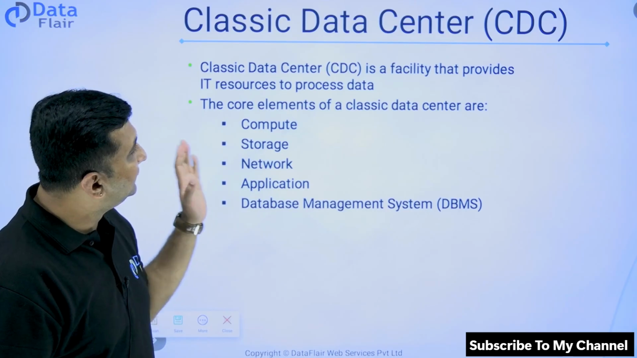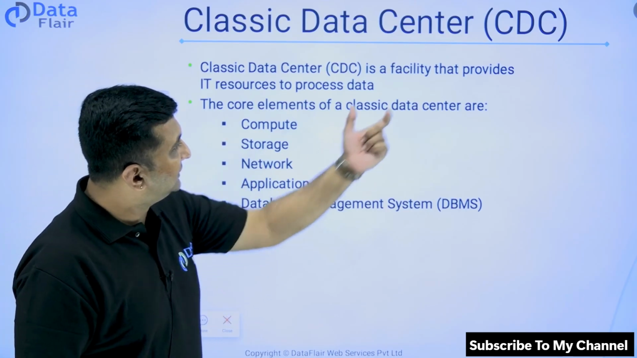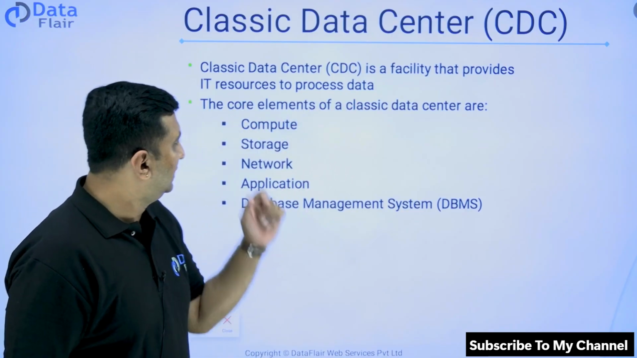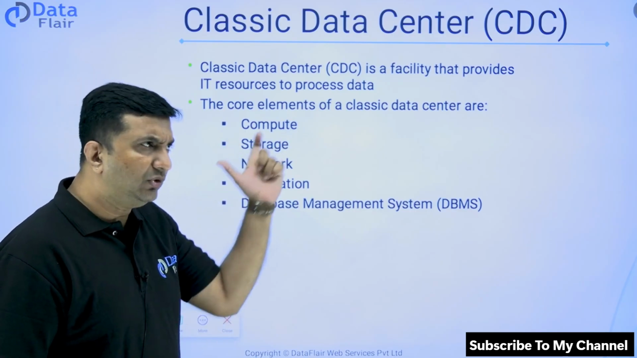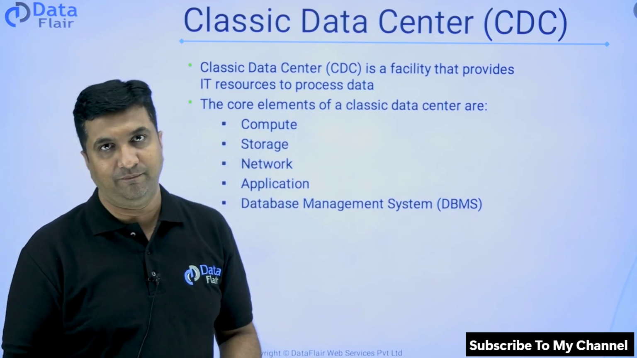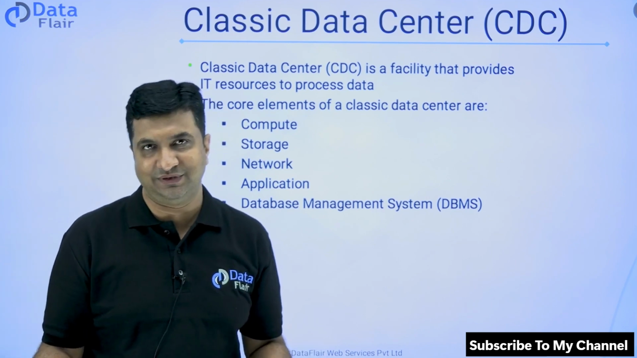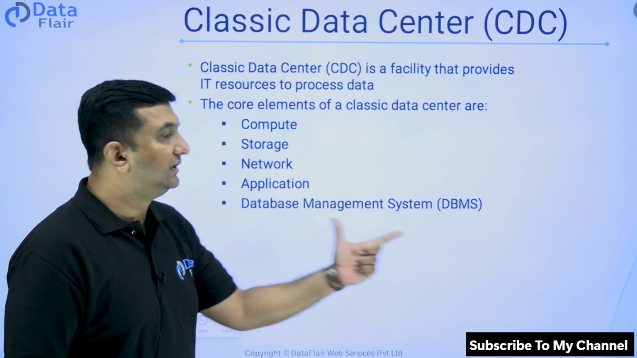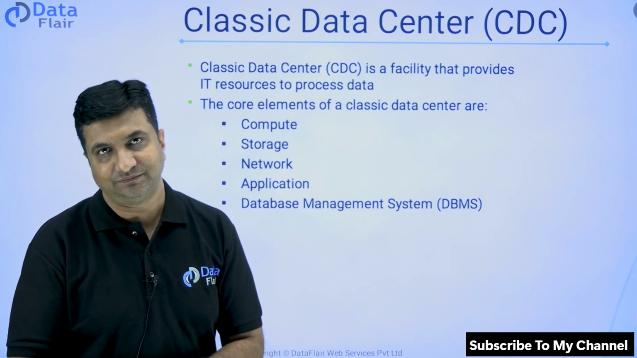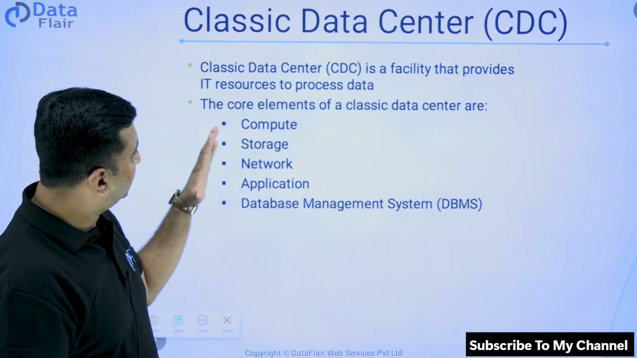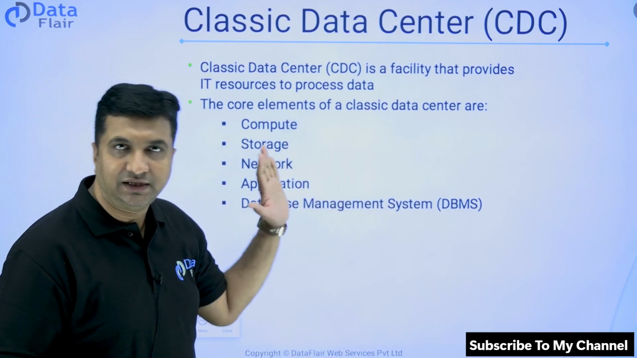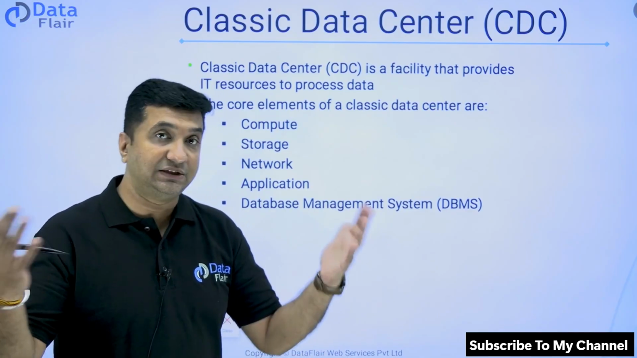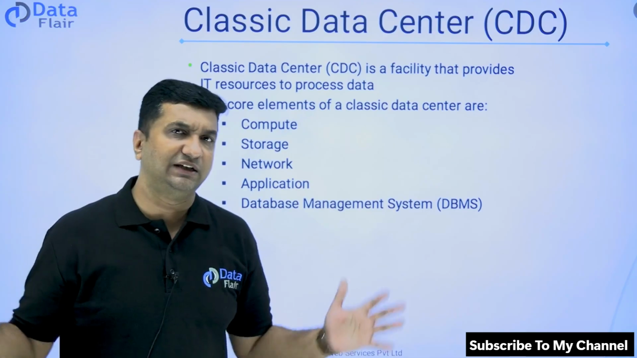So the CDC, as it is abbreviated, is a facility that provides IT resources to process data. What are the different components? Compute, which means server capacity, computing capacity, just like the processors that we have in our laptops. Then we talk about storage, the network, applications, and DBMS to support backend applications. So the core of a classic data center is very similar to the normal systems that we see, but the capacity is huge. It can accommodate a very large amount of data.